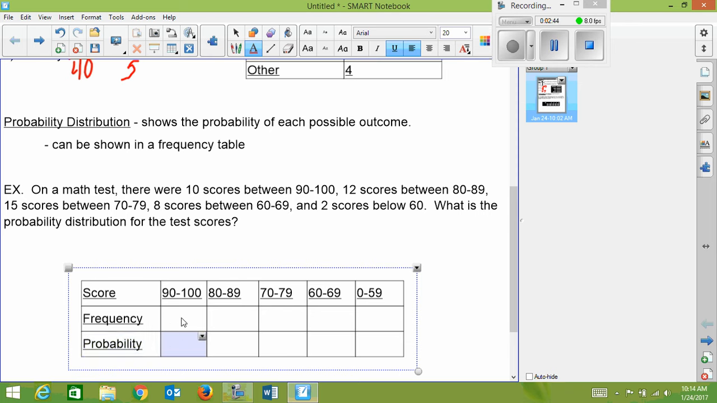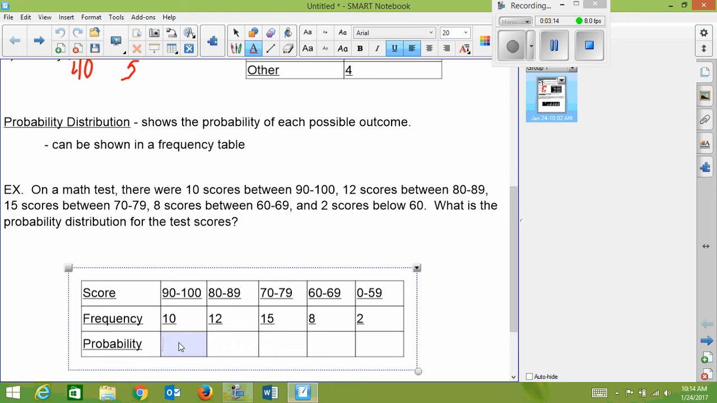Okay, so the frequency of the 90 to 100s, I'm just going to take right out of the paragraph I have above. So 10, there were 12 here, 15, 8, and 2. Then to do the probability, I need to add up my total. It looks like 37, 39, 47 total.